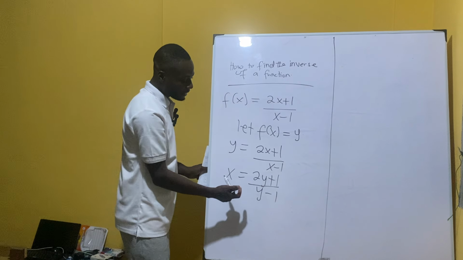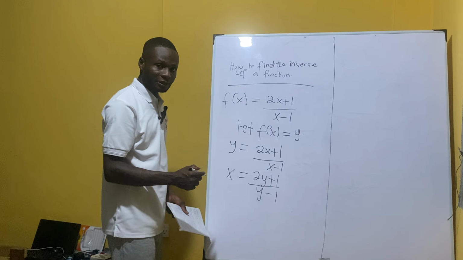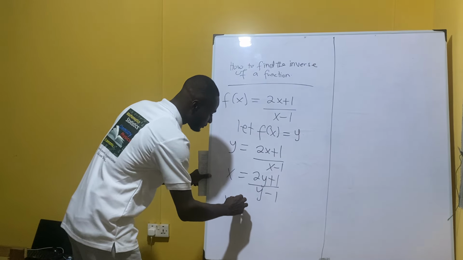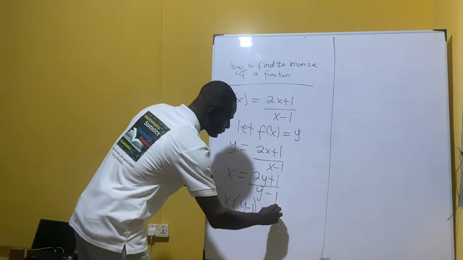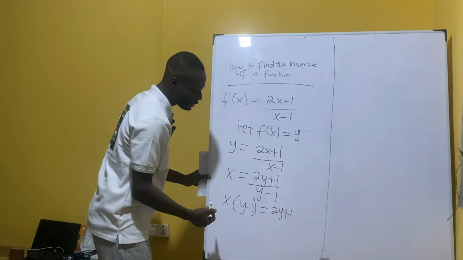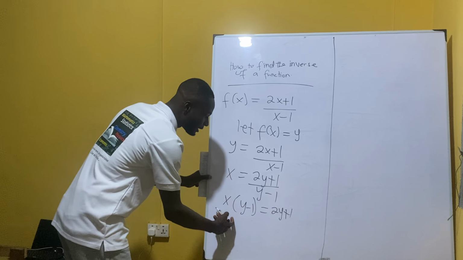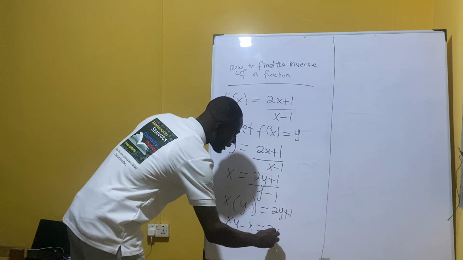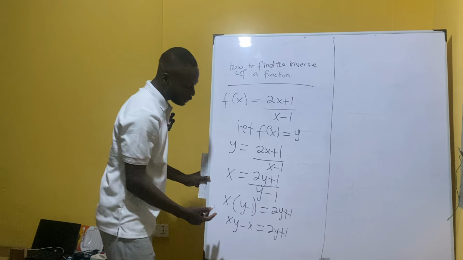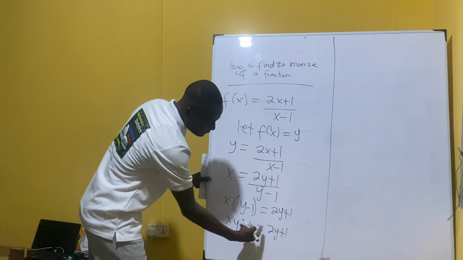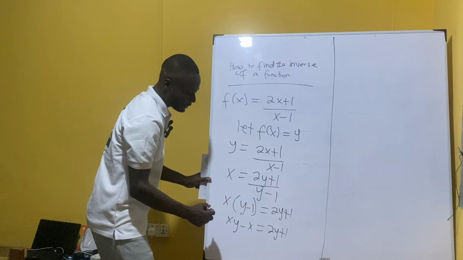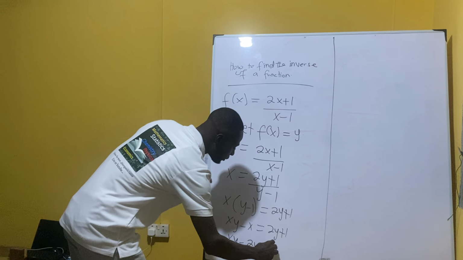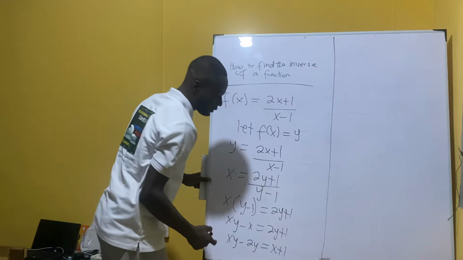Then you make y the subject. So making y the subject, we cross multiply here. When you cross multiply, let's expand this bracket: xy - x should be equal to 2y + 1. So let's bring this to this side and send this to this side. We have xy - 2y should be equal to x + 1.